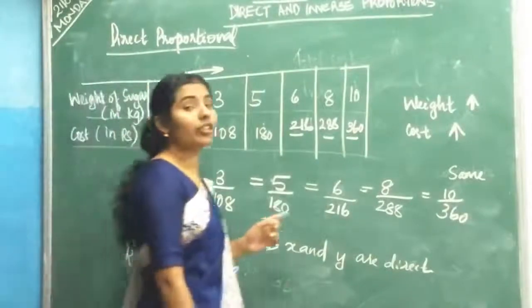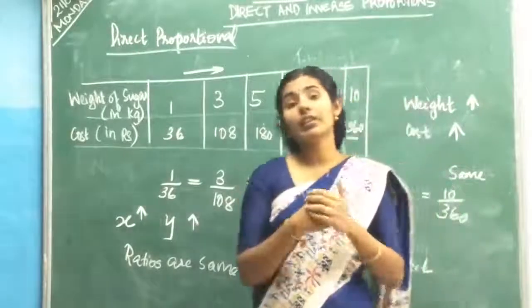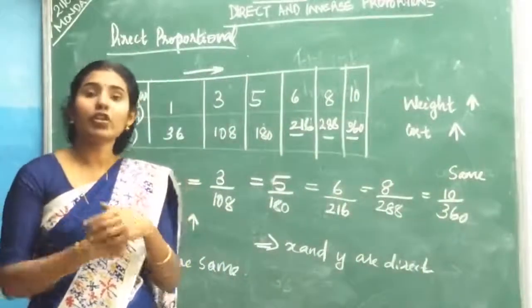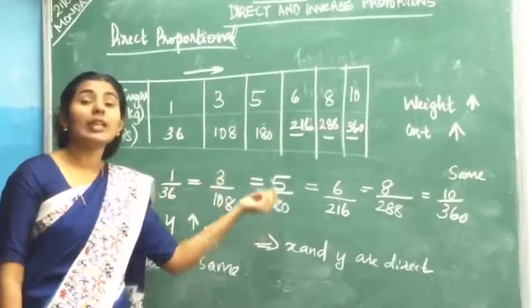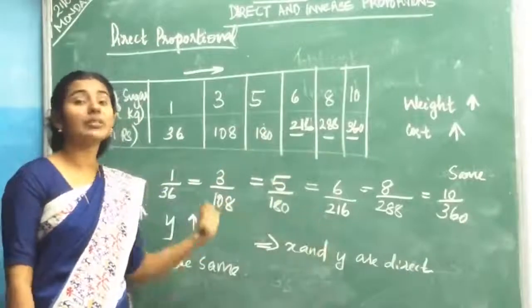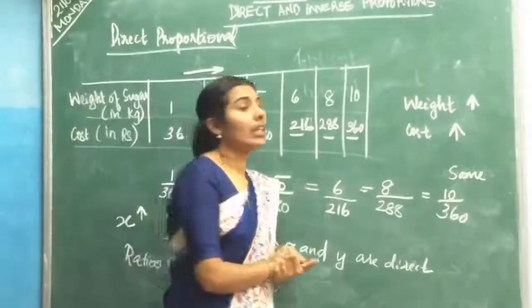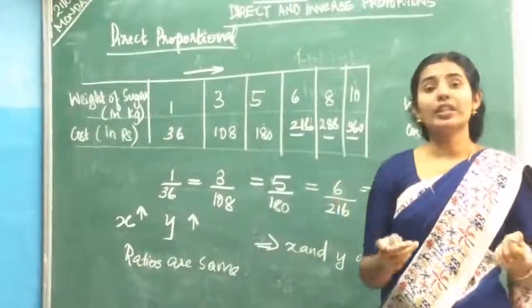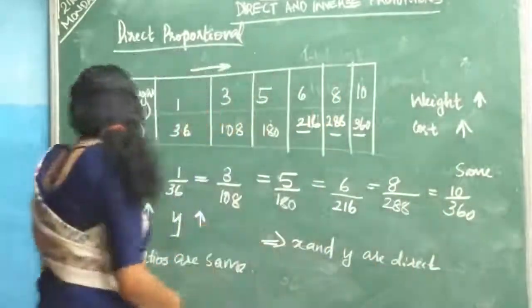So when you want to see whether two quantities are in direct proportion, first see if the first quantity is increasing and the second quantity is also increasing. Afterwards, you check the ratio. If the ratios are the same, then we can say the two quantities are in direct proportion. If the ratios are not the same, then the two quantities are not in direct proportion. Now we will see some examples.